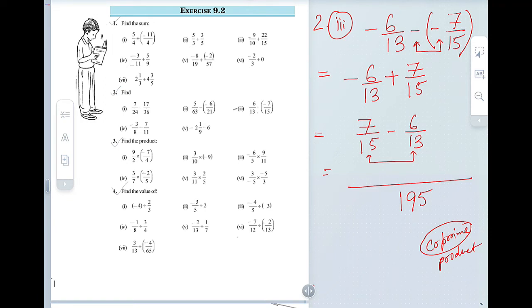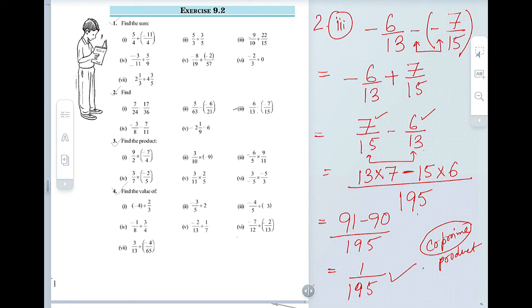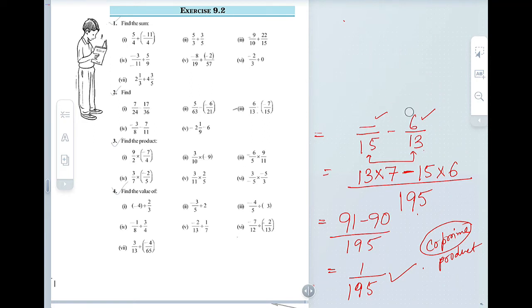Okay. So, 15 will divide 195, I will get 13. This 13 will be multiplied by the first numerator, that is 7. This 13 will again divide 195 and you will get 15. This 15 will be multiplied by the second numerator. Now, see, 91 minus 90 by 195. So, at last our answer is coming 1 by 195. Okay. So, in this way we will do the subtraction. According to your choice, you can change the places of them.